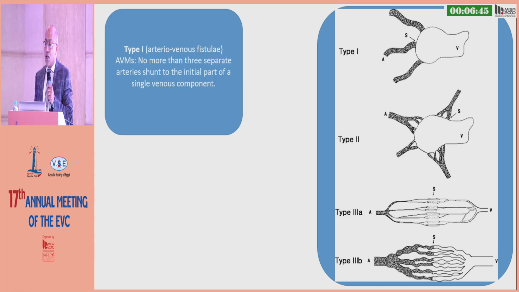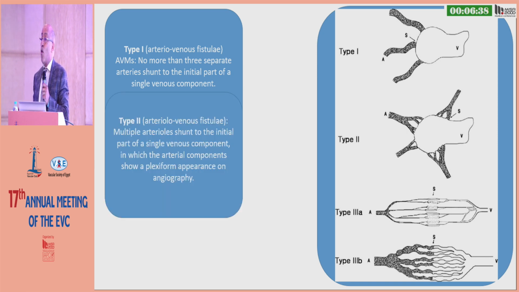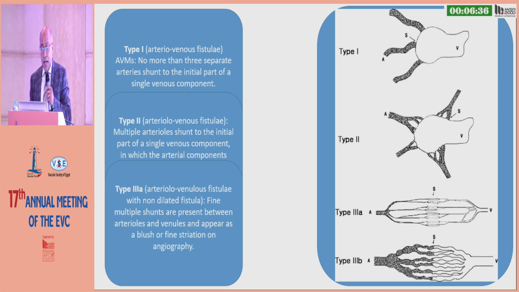For the Yakes classification, it helps in definition of a line of therapy, like in type 1, you have 3 vessels in a single venous channel, and type 2, more than 3 vessels in a single venous channel. Type 3, A and B, having multiple arteriolar and venular communications that differ during the angiography, either as a plush in type 3A or as a mixed plexiform vascular malformation in type 3B. But in this kind of therapy, we are able to handle how we can treat or tackle the lesions.